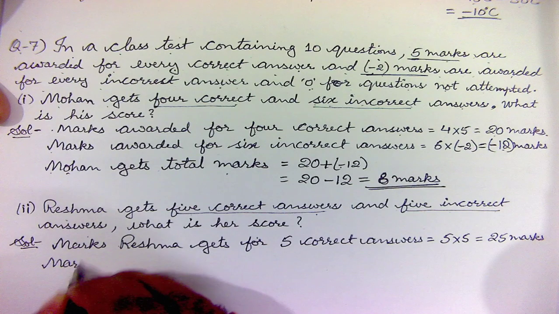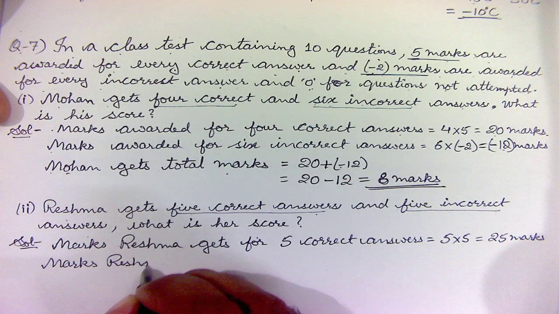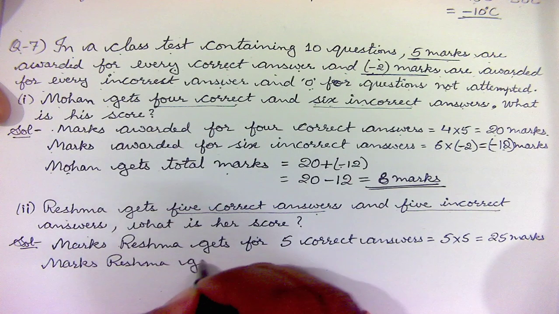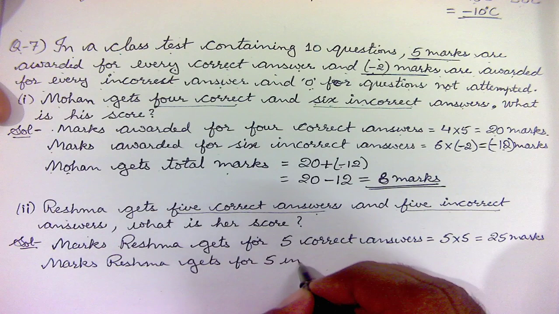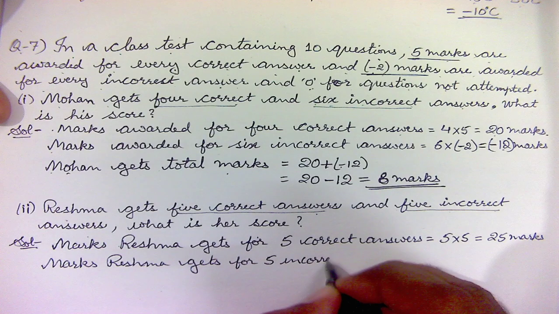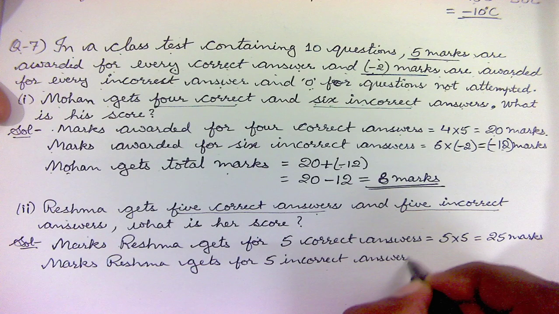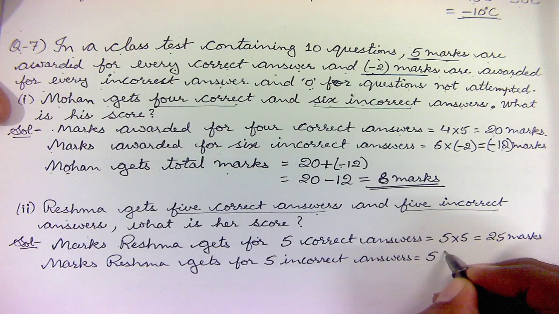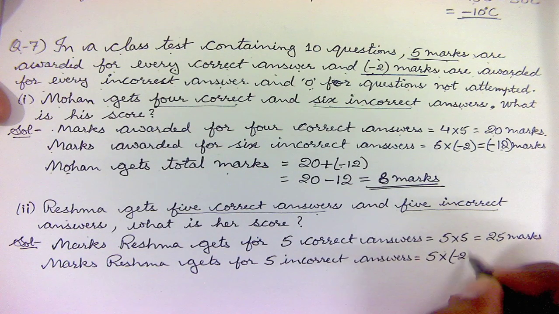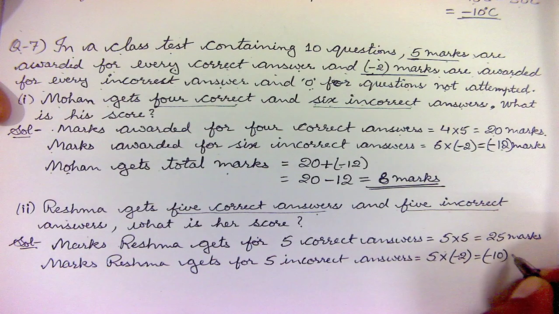Then she also has 5 incorrect answers. So marks Reshma gets for 5 incorrect answers. So for 5 incorrect answers, how many marks for one incorrect? -2. So total for 5 incorrect it will be -10.